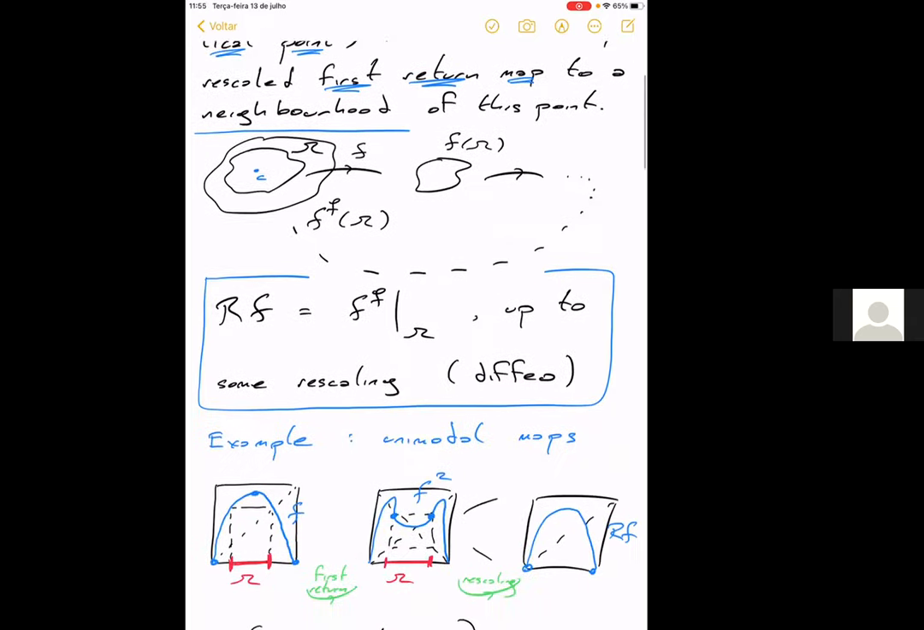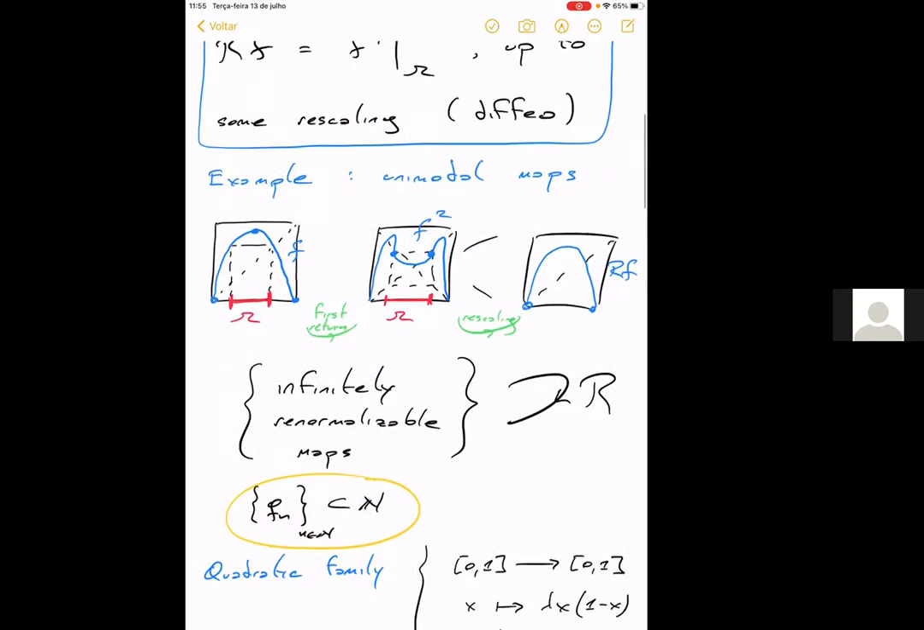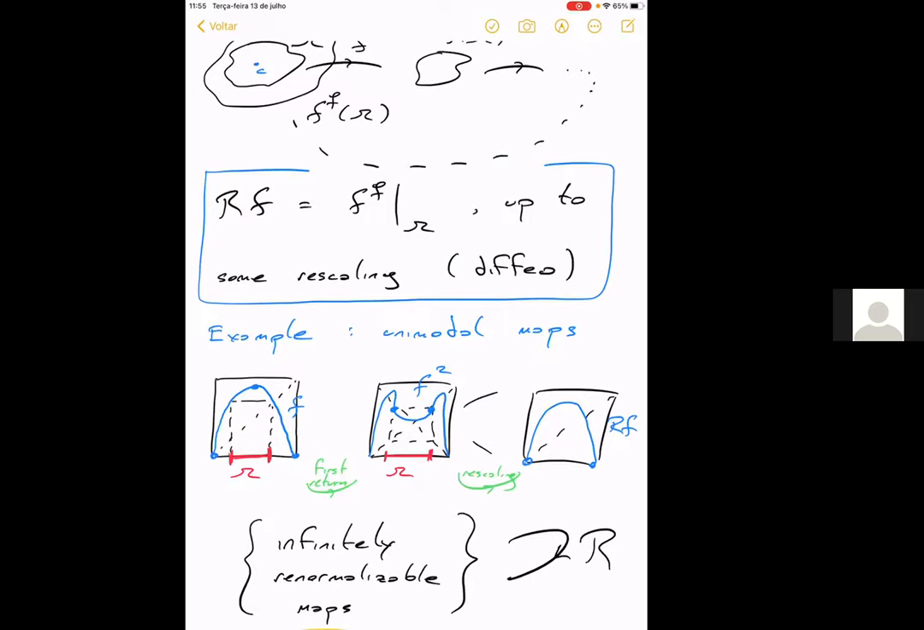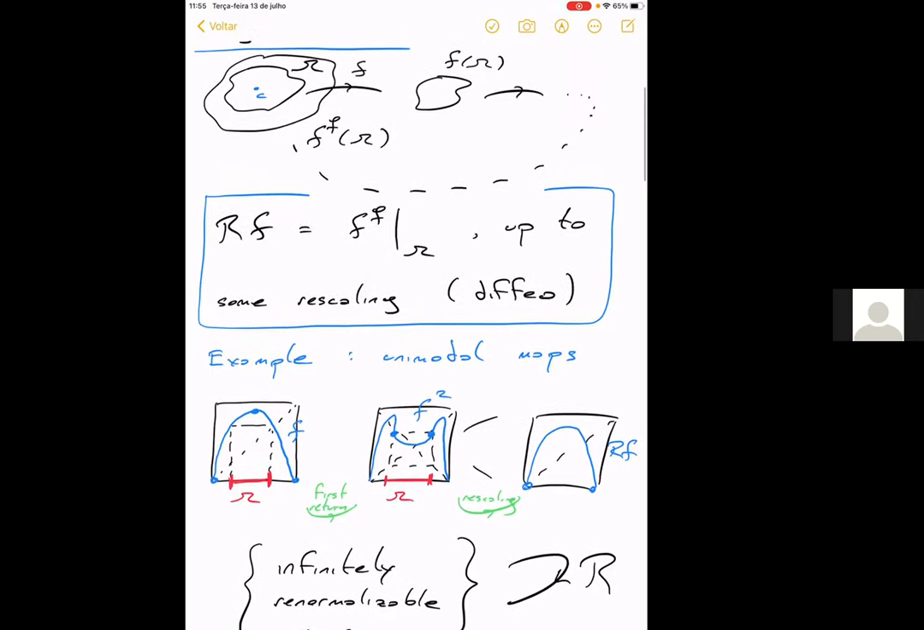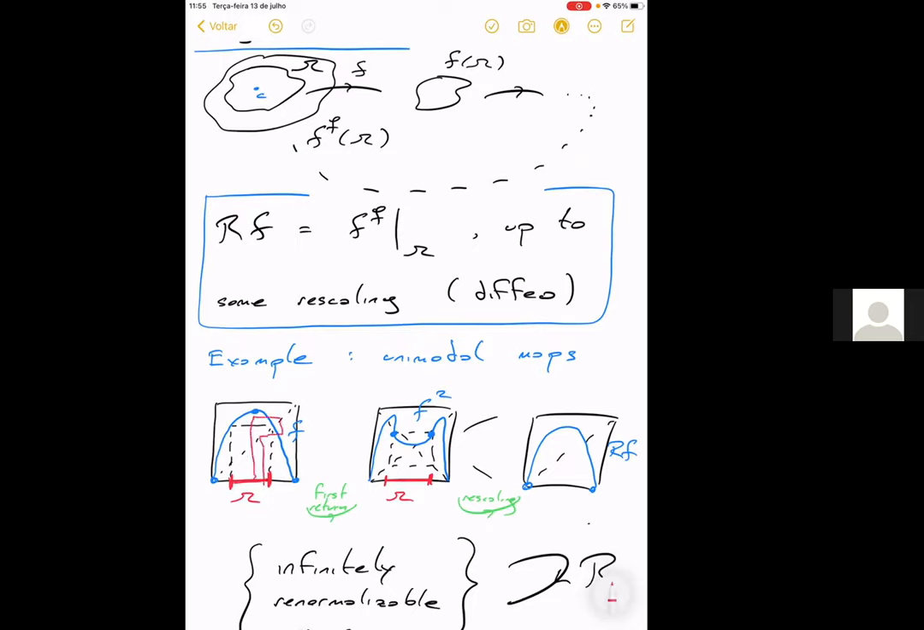So let me try to be more clear. The standard example is unimodal maps, at least the first important example that appeared. You can see there the graph of a unimodal map, and you have some omega denoting the domain that returns to itself. You can see that in two iterates, this interval returns to itself. Let me try to draw something good. The two iterates here, you come back, and this is the graph of f squared. So you have a return map to a neighborhood around the critical point. And then what you do is the rescaling of this return map. There is also a flipping here just to recover the position, right?